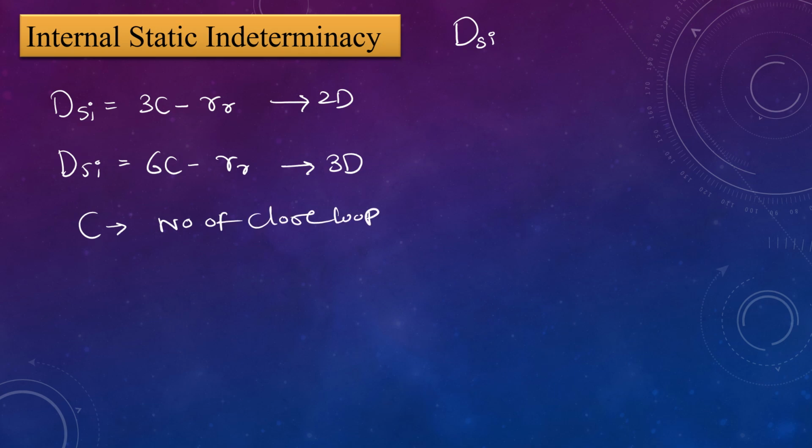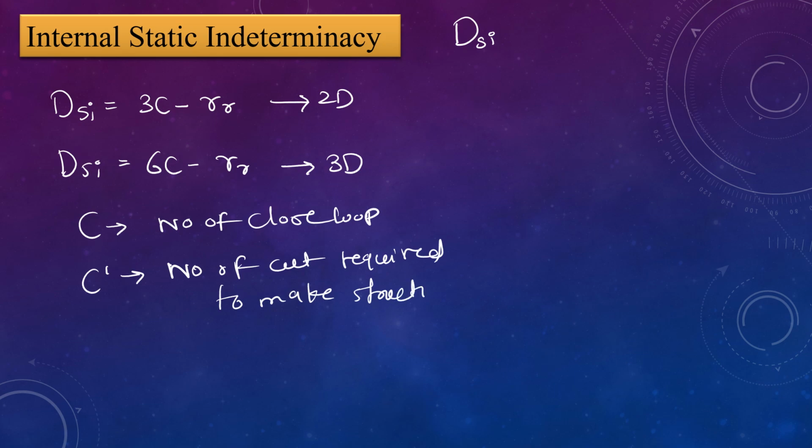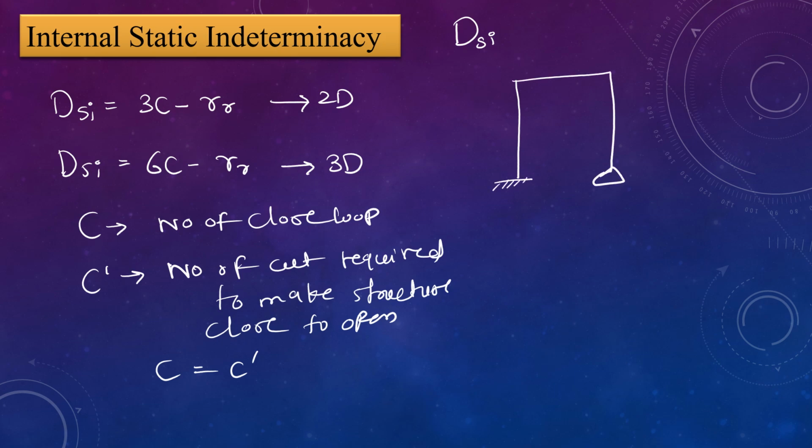Okay, you can change this C to C dash, and that C dash is the number of cuts required to make the structure closed to open. Okay, here C and C dash are equal. For example, you take an example here. So this is the frame. This is one of the frames, and this is the closed loop. So here take C as 1 because this is one closed loop.